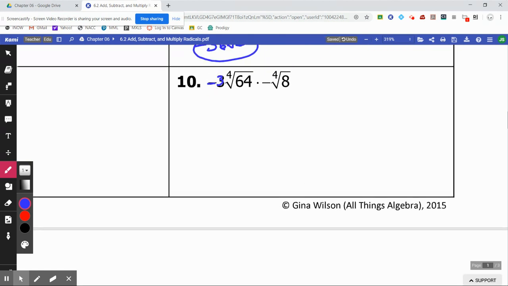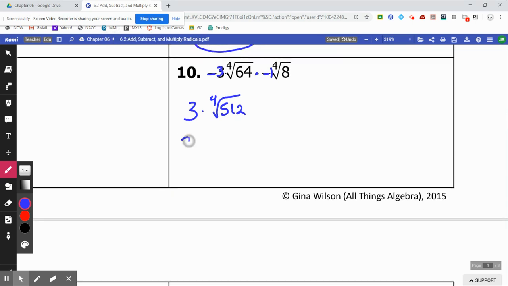Number 10, we're multiplying some fourth roots here. First, multiply the negative 3 times the negative 1, which is a positive 3, times the fourth root, 64 times 8, that'd be 512. Now, here's the thing, though. There's an issue here, and this brings up the concept of could you actually simplify before you multiply? And the answer is yes, because it was kind of silly to multiply those already.